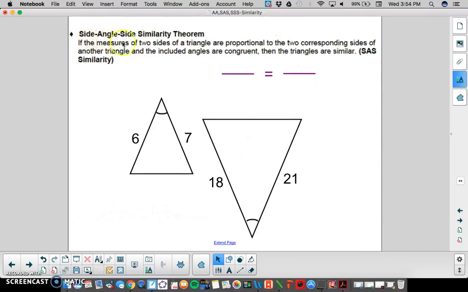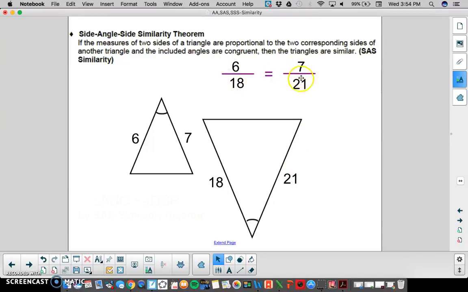Here we have side, angle, side. Notice that the angle is between the two sides in the name. It's also going to be that way in our two triangles here. The angle has to be included between the two sides. Remember in similar figures that angles are congruent that are corresponding, and sides are proportional. So I have 6, which is the shorter side in this triangle, that will match with 18. So those are corresponding pieces. 7 is the longer of the two sides, which will match with 21.